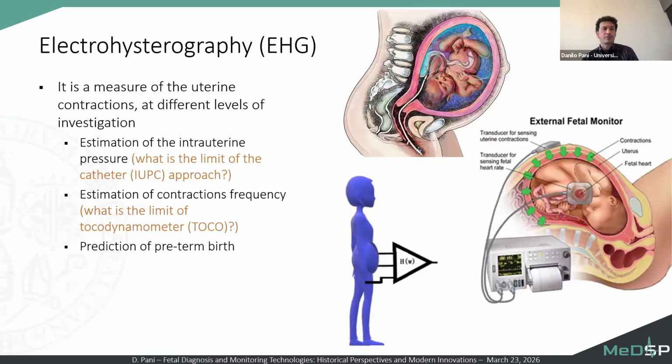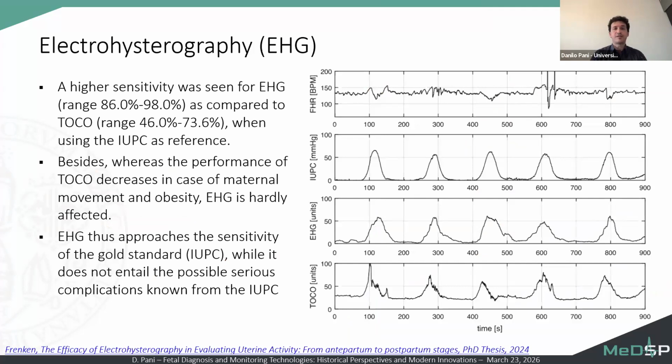Another relevant fetal monitoring technology is electrohysterography. Electrohysterography tries to estimate uterine contractions by means of electrical signals recorded on the abdomen, so non-invasively. In this case, it can be for sure correlated to the intrauterine pressure, resolving the limits of the intrauterine pressure catheter, which is the invasive nature of that device. It also offers estimation of contraction frequency better than cardiotocography machines, because in that case the tocodynamometer had problems related to body mass index, movements of the baby, and so on, and also prediction of preterm birth by exploiting the information of conduction velocity.